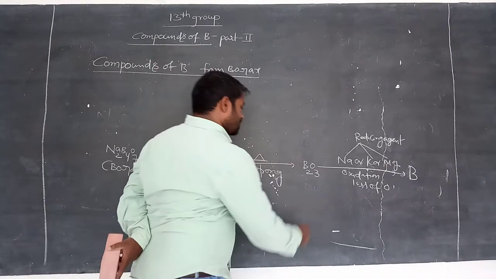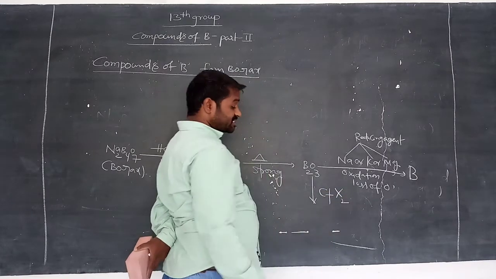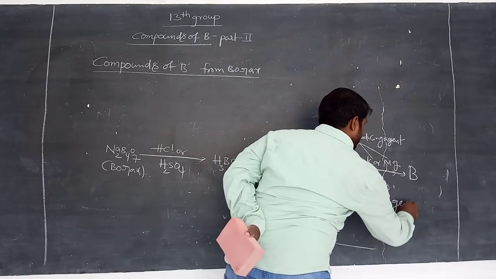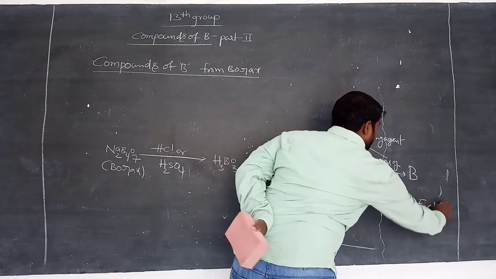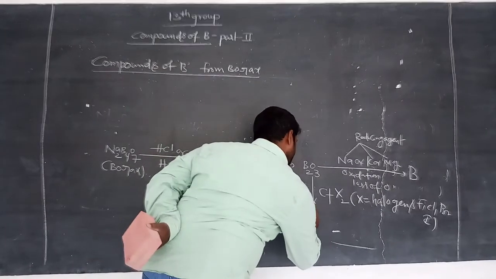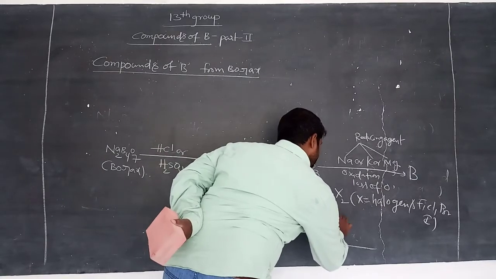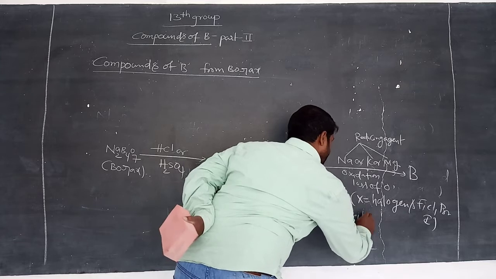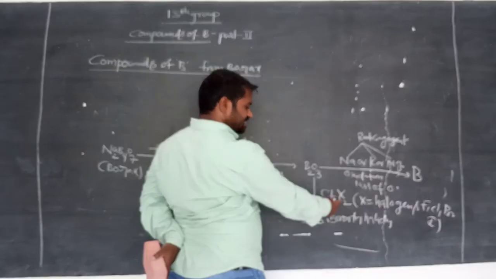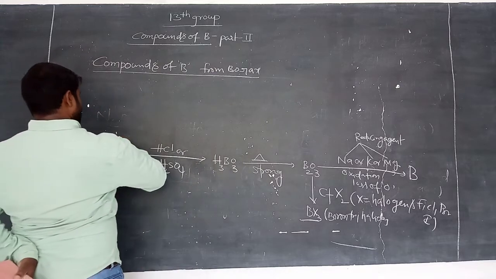Okay. And now this B2O3 is treated with carbon and X2, where X means halogens. Halogens means fluorine, chlorine, bromine, iodine. These are called halogens. Okay, it gives BX3, boron trihalides. Suppose it is F2, it is BF3. If it is Cl2, BCl3. Okay, boron trihalide is given.